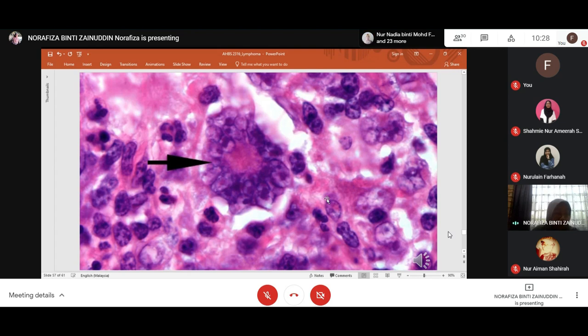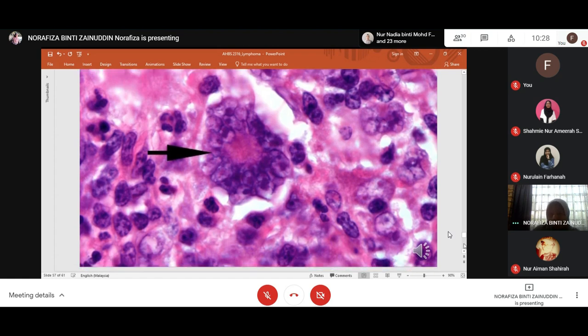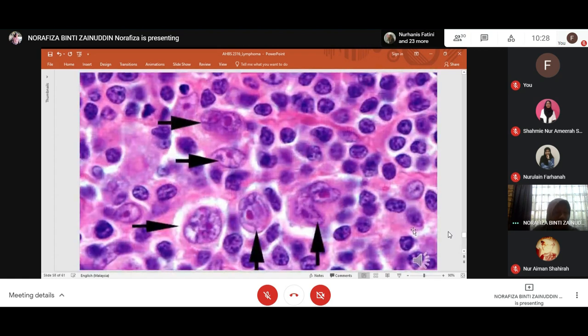So for this one is another example of nodular sclerosis HL. There are some mononucleated, some are binucleated. The Reed-Sternberg cells are surrounded by smaller lymphocytes and also eosinophils and also histiocytes. Macam ni binucleated, kita nampak.